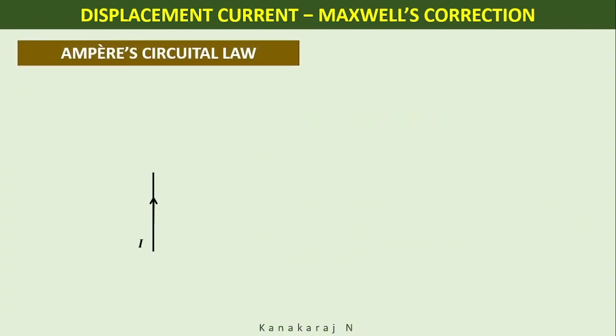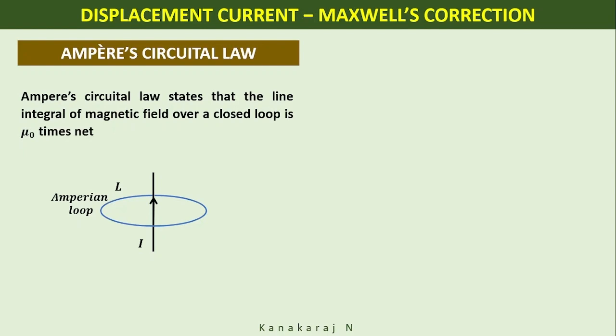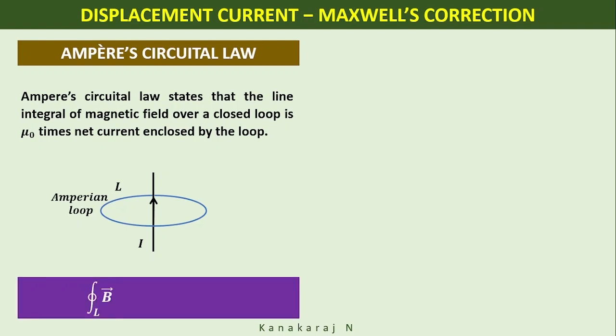Ampere's circuit law: a current carrying conductor, around which there is an Amperian loop. Ampere's circuit law states that the line integral of magnetic field over a closed loop is mu naught times the net current enclosed by the loop. Mathematically, integration over the closed loop of B vector dot dl vector equals mu naught times I enclosed.